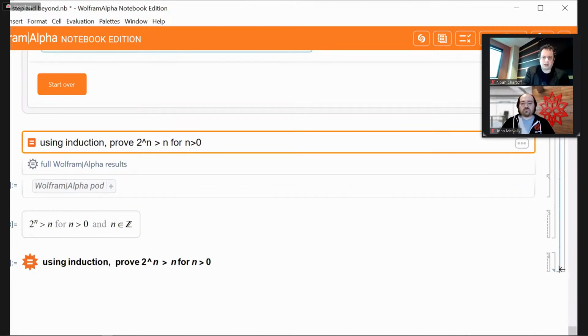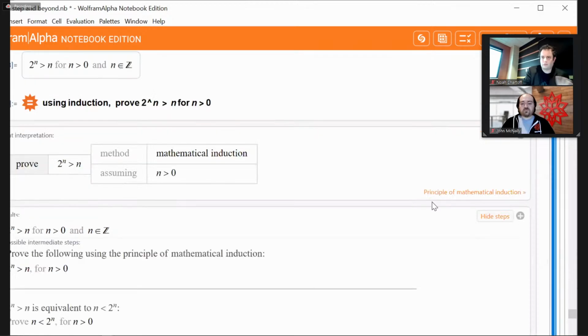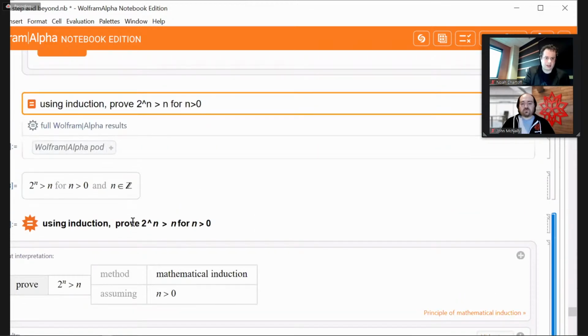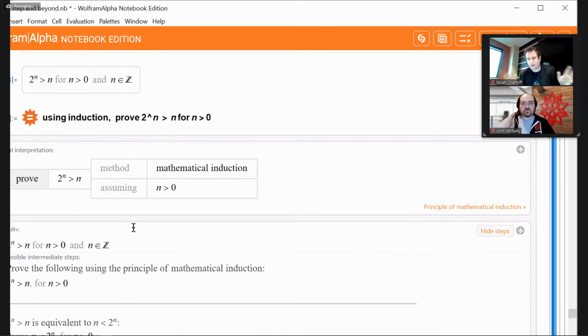And by the way, this isn't just available for 1 or 2 examples. In creating this presentation, full disclosure, I just Googled nice induction examples, not looking on Wolfram Alpha, looking in general, just to see what I could find. And I found that somebody said, prove 2 to the n is greater than n for n larger than 0. By the way, this inherently assumes we're just talking about integers, whole numbers.